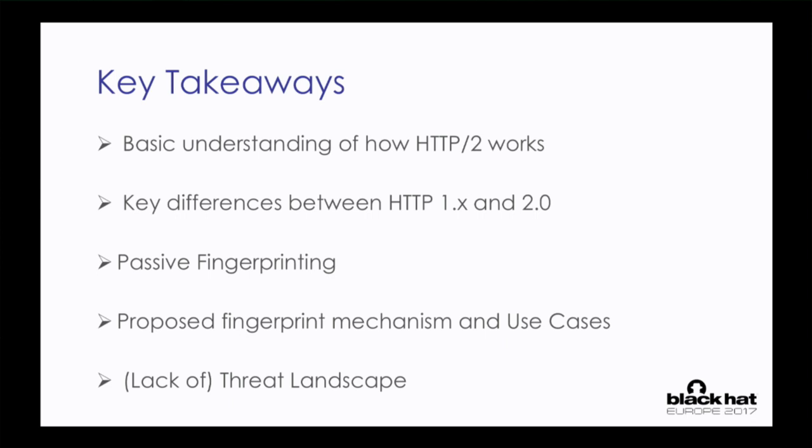So what are my key takeaways for you guys? I hope that by now you have a fairly good understanding of how HTTP2 works, and more specifically of its key elements that we've covered and the key differences from prior versions of the protocol. You should have a good understanding of what passive client fingerprinting is, and more specifically of the fingerprint we proposed for H2. And last but not least, you are now well aware of the current threat landscape in HTTP2.